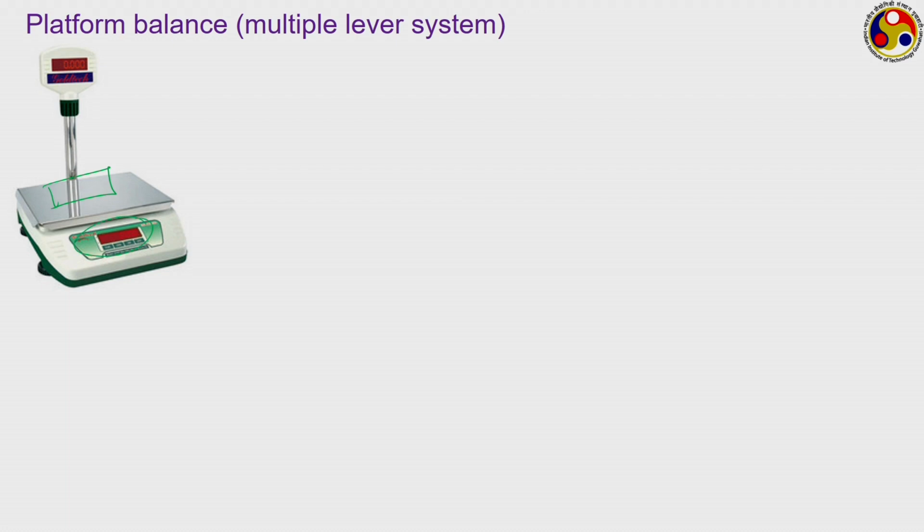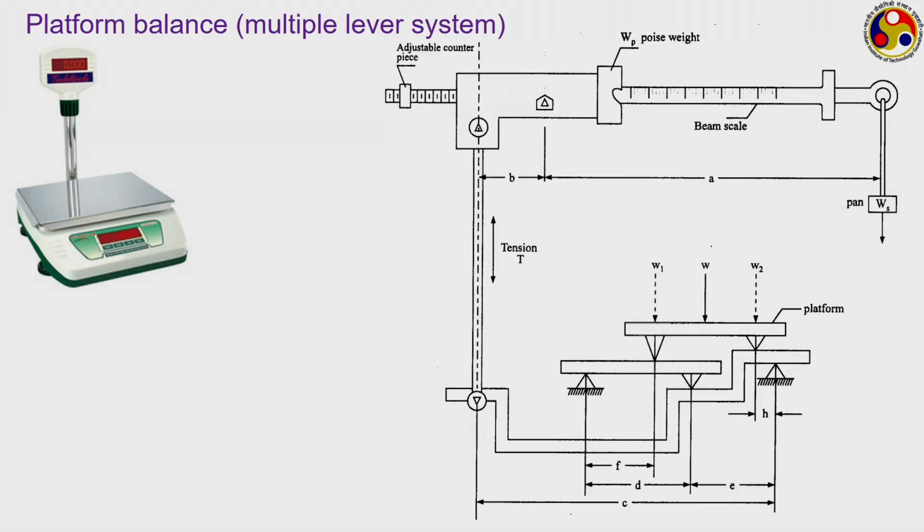It is not an equal arm system, not a non-equal arm system. Actually, this is not an analytical balance at all. It operates on the principle of multiple levers. So, if we get a schematic representation of this, generally we will get a situation like this, where this is the one that you have kept on the platform. This is the platform, and here you have kept this force W. W refers to the mass, or the weight corresponding to the mass which you have kept on top of the platform.